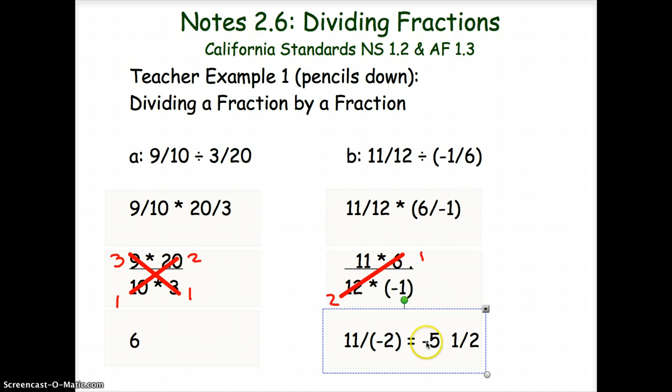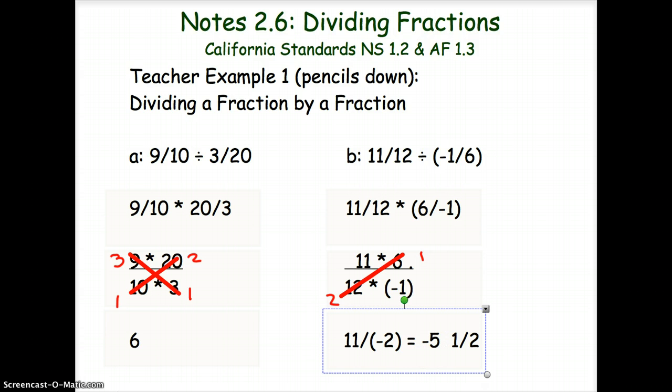My fraction is improper, so I do need to simplify. 2 goes into 11 5 times, with 1 left over. Now notice I write the negative first. Whenever you get to your final answer, you always want to have the negative in the beginning. And the reason why is if I had the negative between the 5 and the 1, it would look like 5 minus 1/2. So you want to be real careful there.